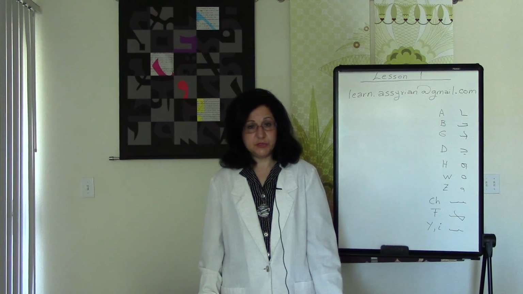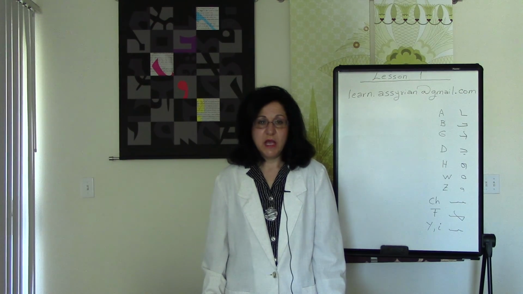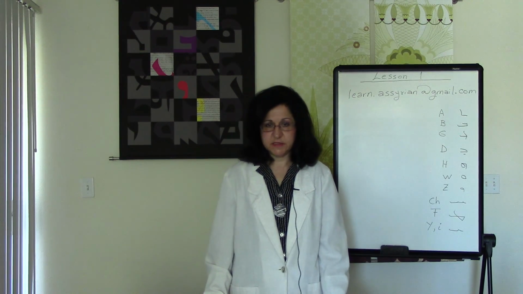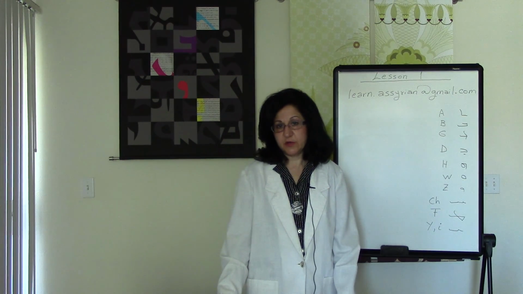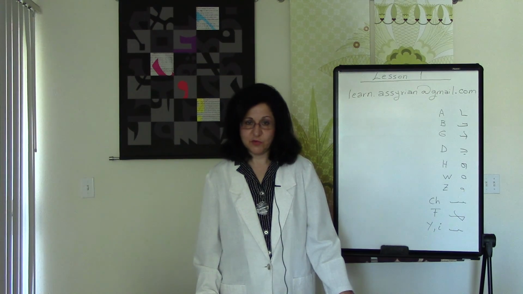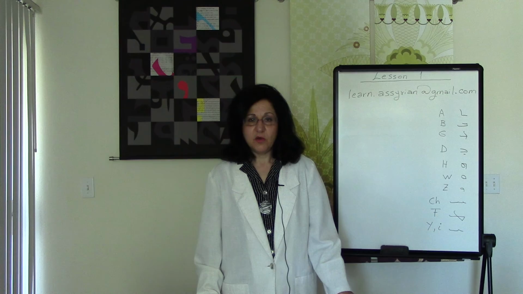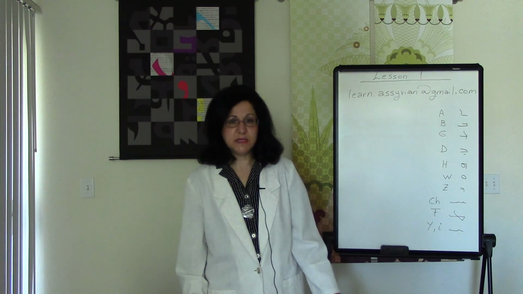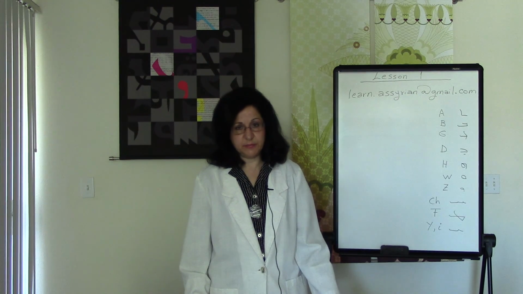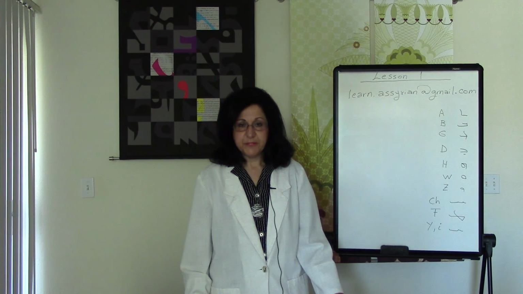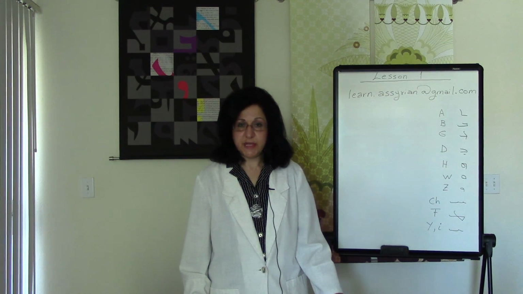Now, there are 22 letters in the Assyrian language, which all have distinct sounds. Additional sounds are made by placing dots or other symbols under or over certain letters. All these letters are consonants, and vowels are formed by placing dots or dashes above and below letters. In today's lesson, we will do 10 letters and 1 vowel.